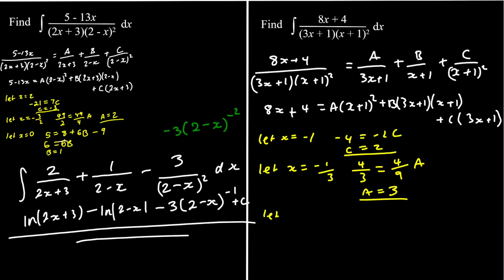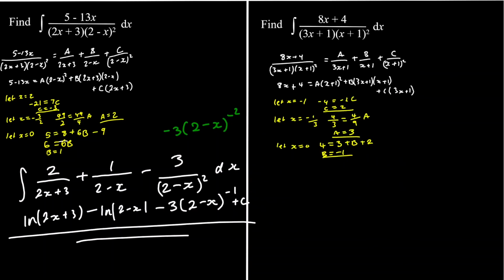And if we let x equal 0, we will get 4 equals a, which is 3, plus b, which we don't know, plus c, which is 2. So b must be a negative 1. So now we're ready to integrate. We're going to be integrating 3 over 3x plus 1 minus 1 over x plus 1 plus 2 x plus 1 to the power of negative 2.